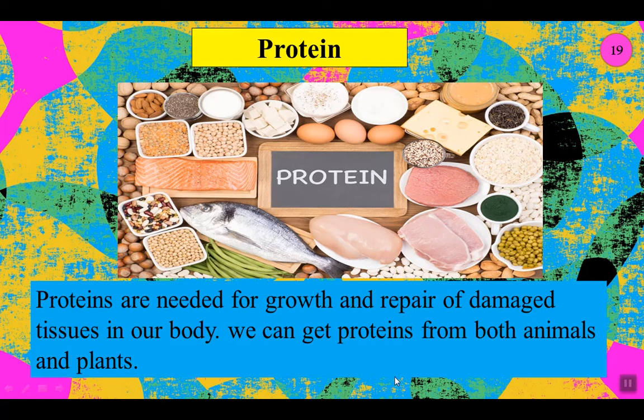Proteins are needed for growth and repair of damaged tissues in our body. We can get proteins from both animals and plants. Meat, fish, and eggs are rich in proteins. Nuts and beans also have high amounts of proteins.